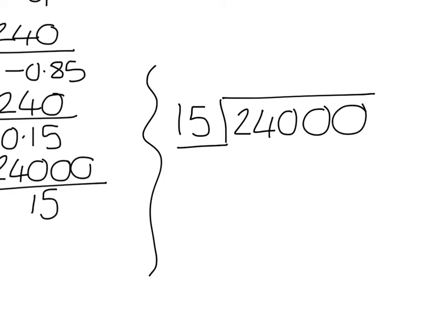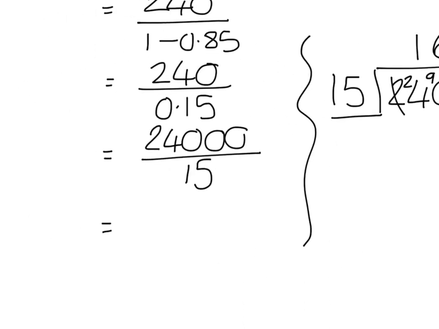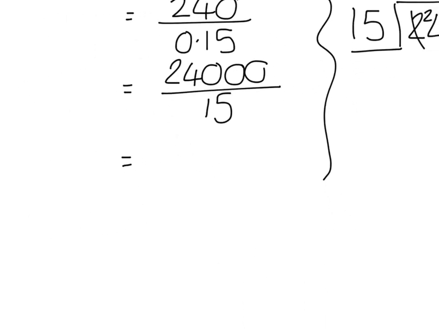24000. So 15 into 2 doesn't go, so carry the 2 onto the 4. 15 into 24 goes once, with 9 left over, so carry that on to give 90. Then 15 into 90 goes exactly 6 times, and then 15 into 0 and 0 gives us 1600 as our answer. So that means our limit is 1600.